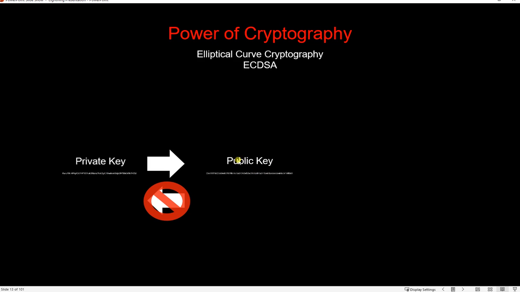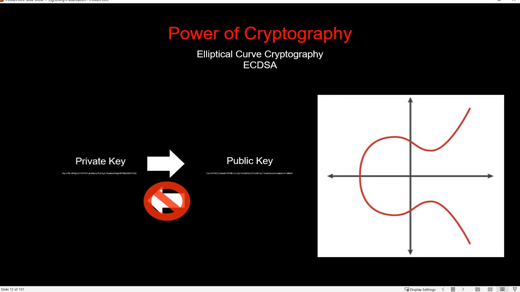All right? Now, how do we get from here to here? We do it using what's called elliptical curve cryptography, or ECDSA. Now, how does this work? Quite simple. It's actually pretty straightforward. You have a curve. This is the elliptical curve. This curve actually has an equation, y equals x squared plus something. I don't know what it is, but the math is really simple.